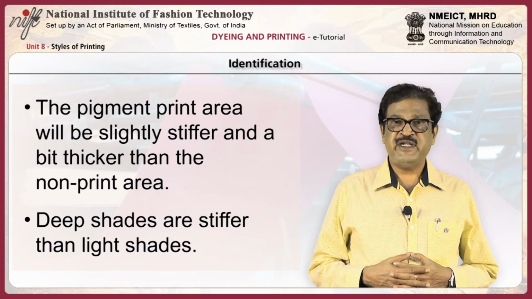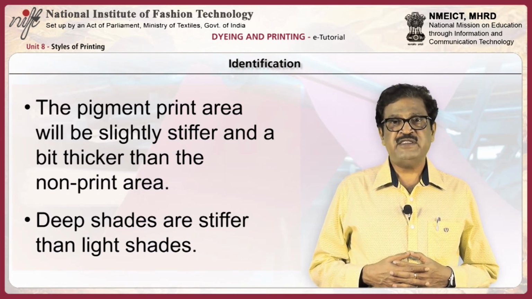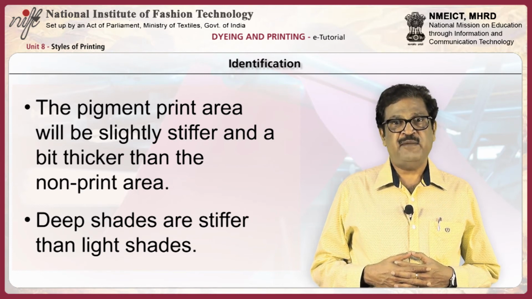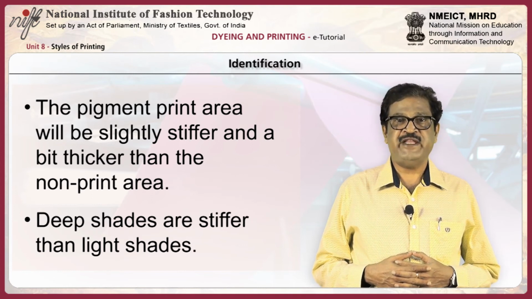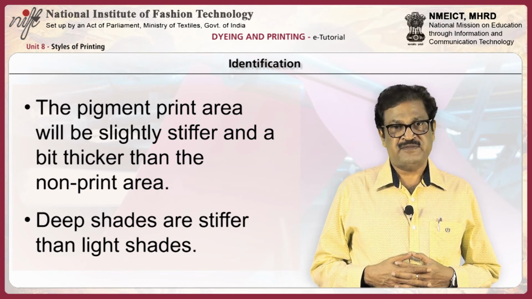Identification of pigment printed fabrics. Pigment prints can be identified by comparing the differences in fabric stiffness between a design's printed portion and non-printed portion of the same fabric. The pigment print area will be slightly stiffer and a bit thicker than the non-print area. Deep shades are stiffer than light shades.